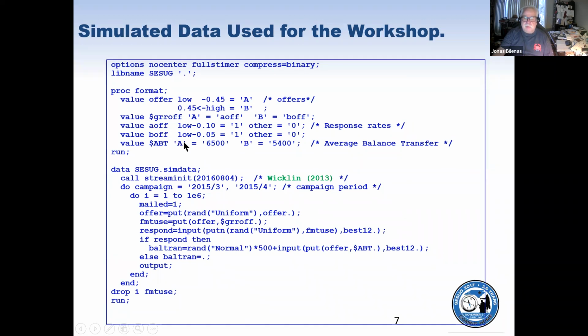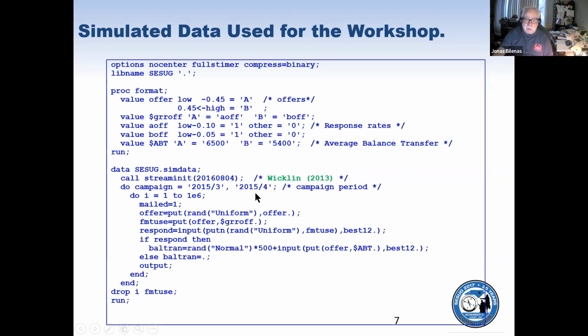balance transfer that the person is accepting, 6,500 versus 5,400. 6,500 is better because it's a better rate that they're getting. And I started using the CALL STREAMINIT function. I used to use RANUNI and RANNORMAL, but Wicklin made a presentation or a blog statement that you're better off using CALL STREAMINIT, where RANUNI and the other ways of doing things are somewhat antiquated.